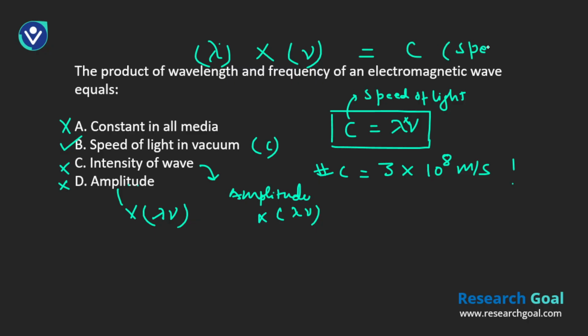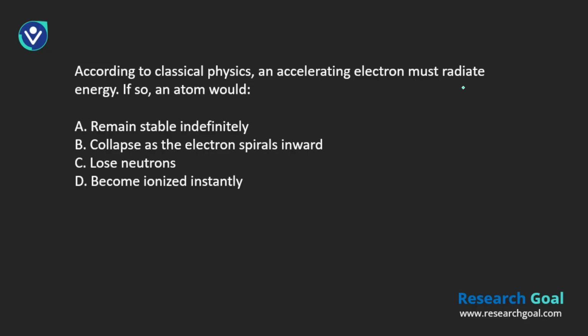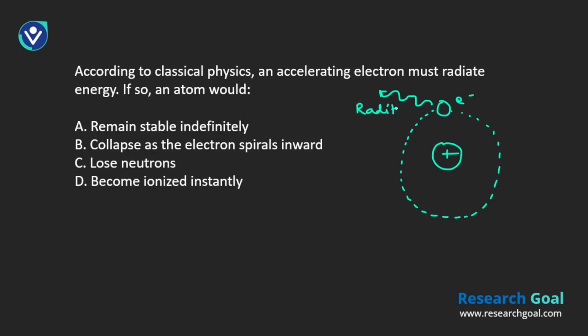the speed of light. According to classical physics, an accelerating electron must radiate energy. If so, an atom would... If you remember the concept of classical physics, you have the nucleus in the center, and then electrons revolving around the nucleus like this. Now, according to classical physics, an accelerating electron must radiate energy or radiation, right? And radiation is a loss of energy.